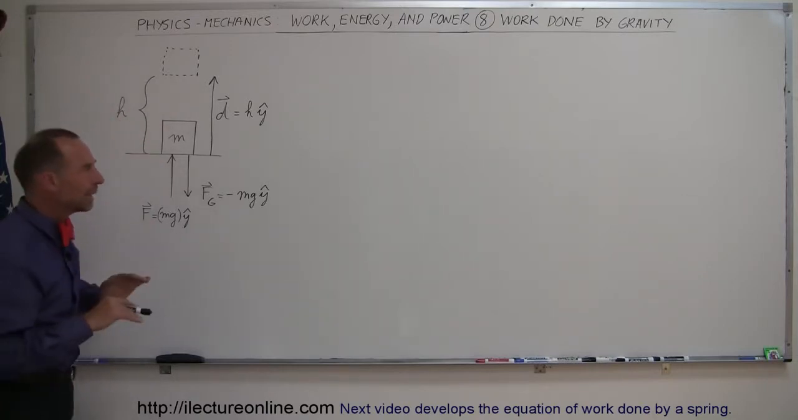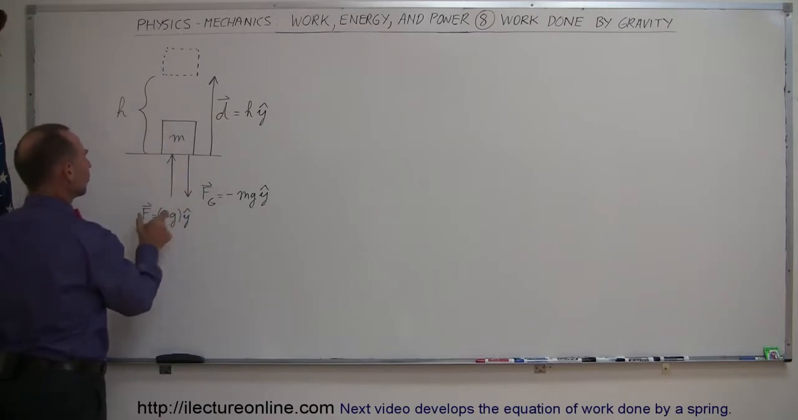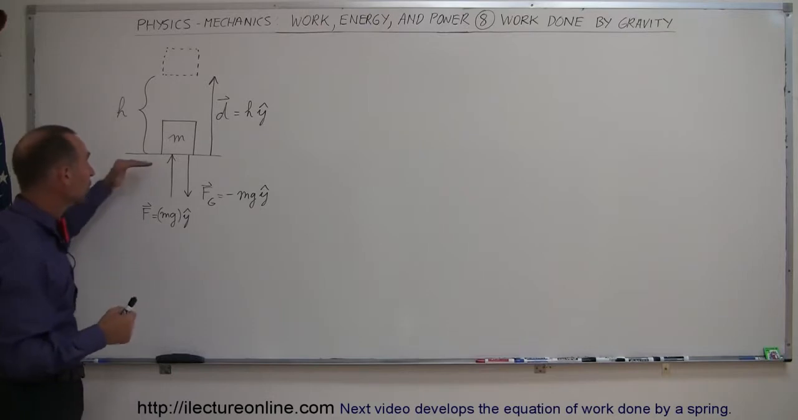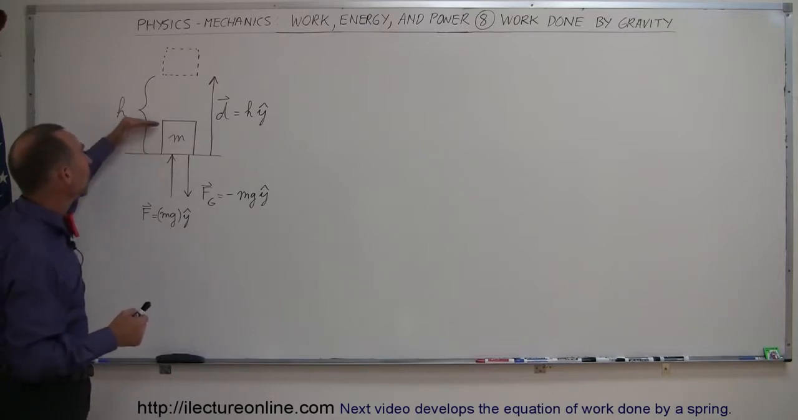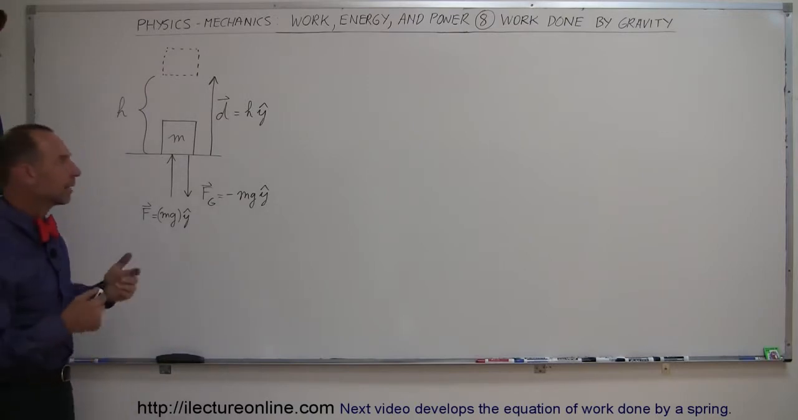So to keep it from gaining kinetic energy, we're going to make the force that pushes it upward just equal to the force of gravity, equal in magnitude, opposite direction, so that the block will very slowly move up at a constant velocity until it reaches the height we're trying to get it to.